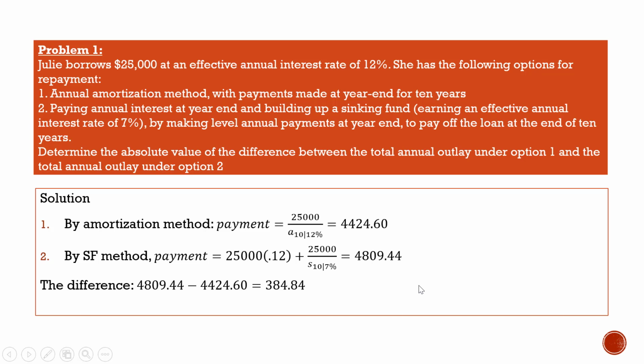So the difference is 4,809.44 minus 4,424.60. The answer is 384.84.